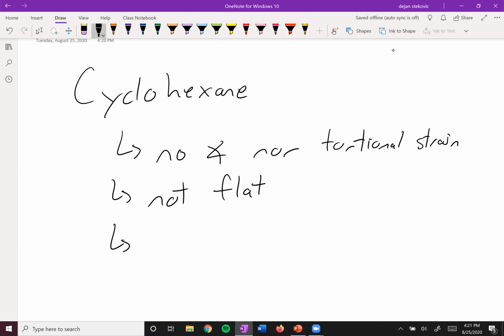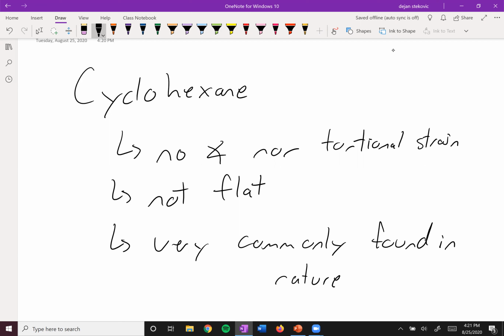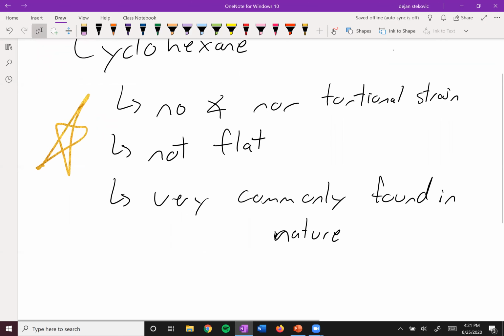And in our case, it's very commonly found in nature. You'll see cyclohexanes in all kinds of biomolecules. And so this really makes it the star of the show, right? We're going to spend most of our time with these cycloalkanes studying cyclohexane.